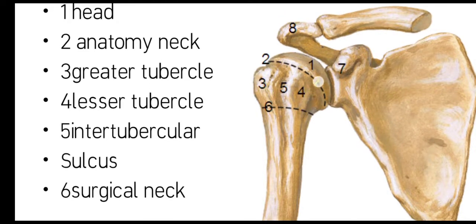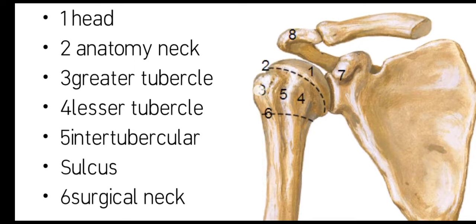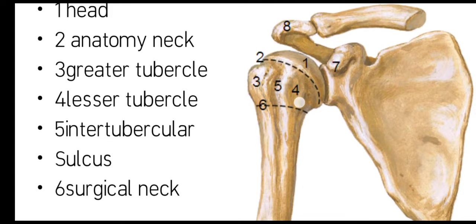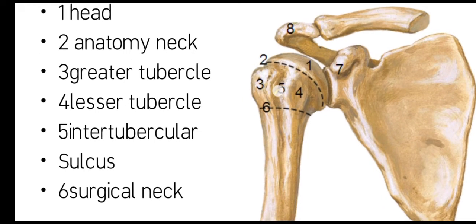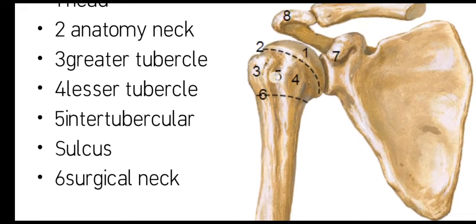On the other hand, the lesser tubercle is smaller in size, flatter, and it is anteriorly and medially located. Okay, so keep in mind the greater tubercle is laterally located, whereas the lesser tubercle is medially located. In between the tubercles, there is a groove, a depression. This is known as the intertubercular sulcus or bicipital groove. It is basically a depression that separates the greater tubercle from the lesser tubercle.